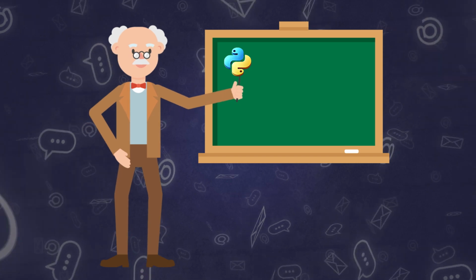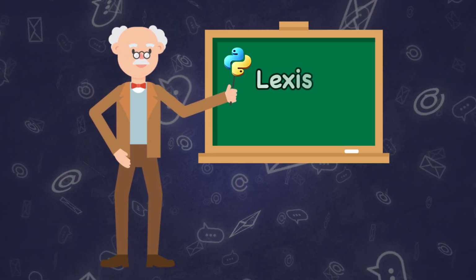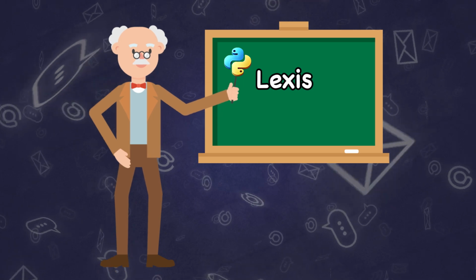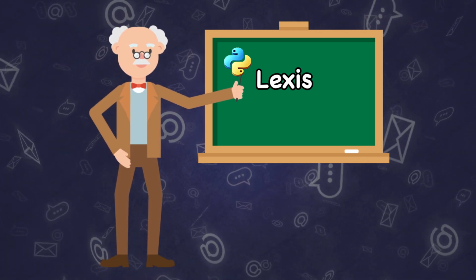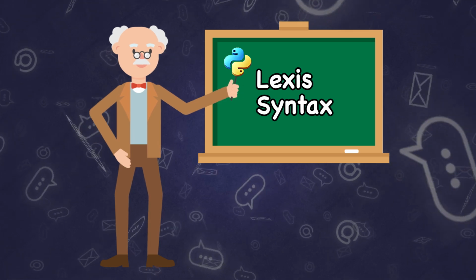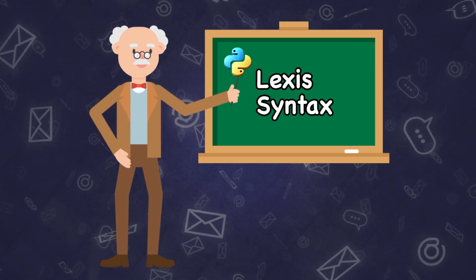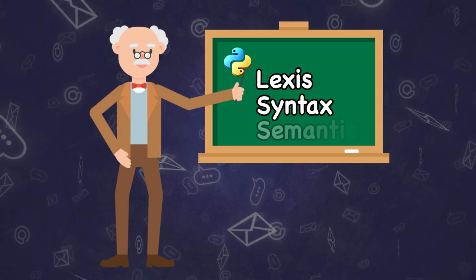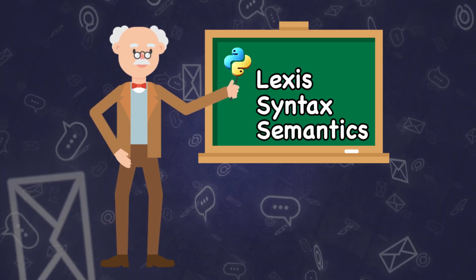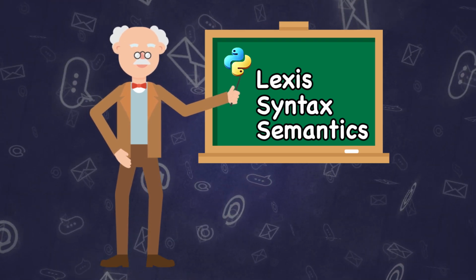So we have the three elements of a language: the lexis that defines the dictionaries, the words that we're using. We have the syntax that defines our word order and the extra elements of the language, the punctuation. And then we have semantics that make sure everything that we are putting together makes sense.